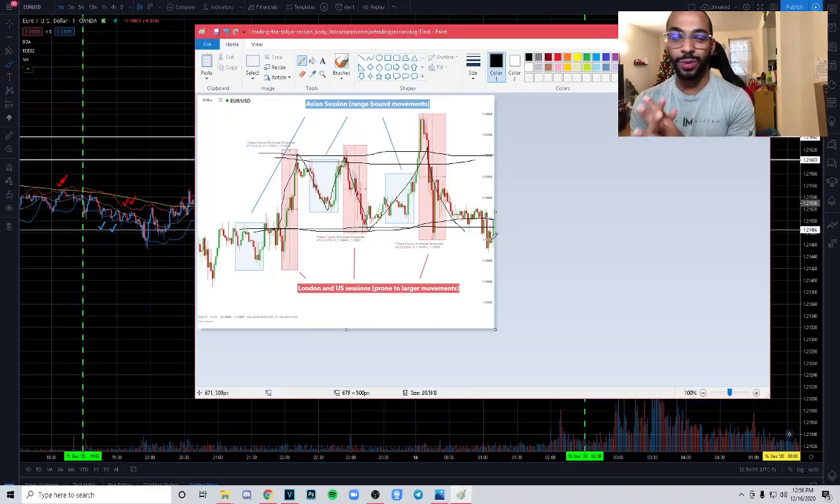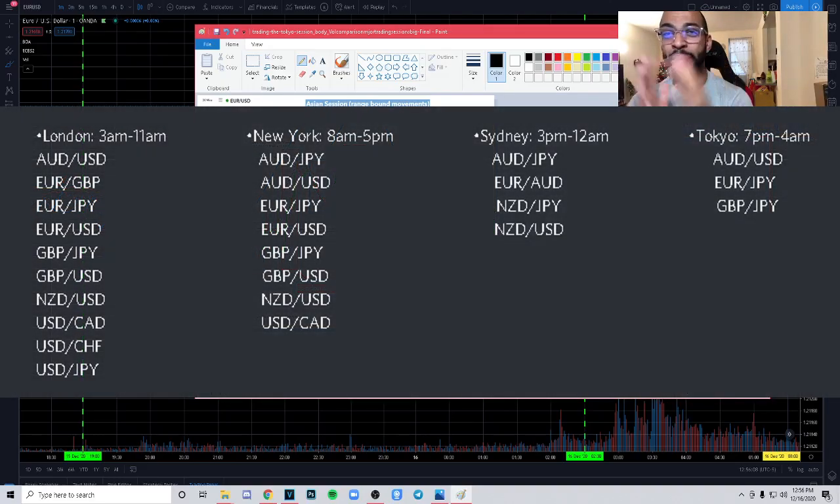Now, if you guys are wondering, as I promised, I'm going to put on the screen the best time to trade each currency pair. Screenshot it, take a picture of it, take notes real quick.